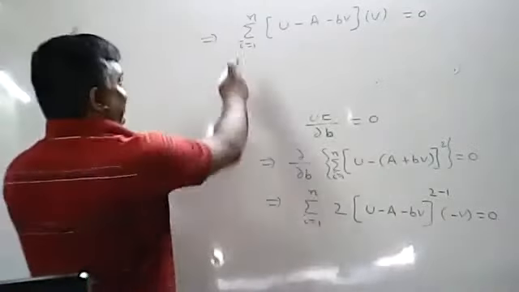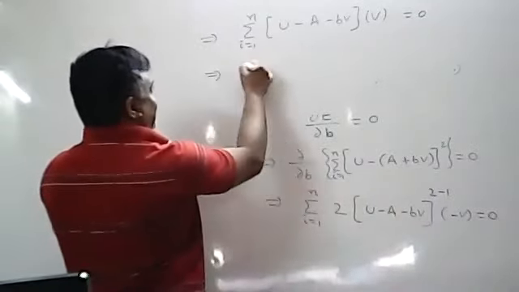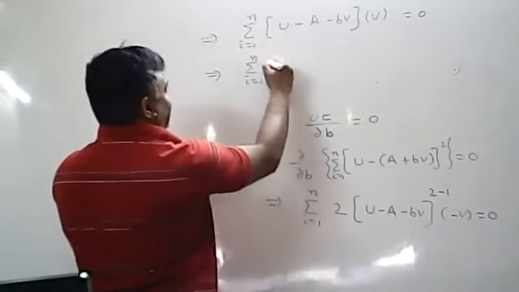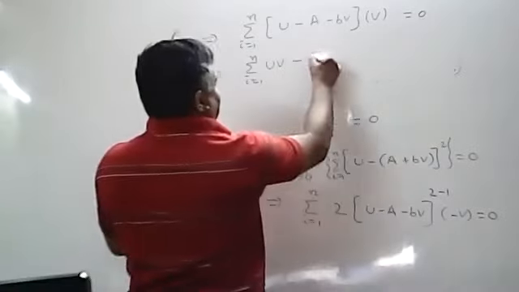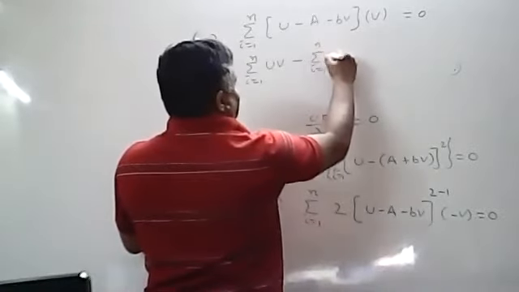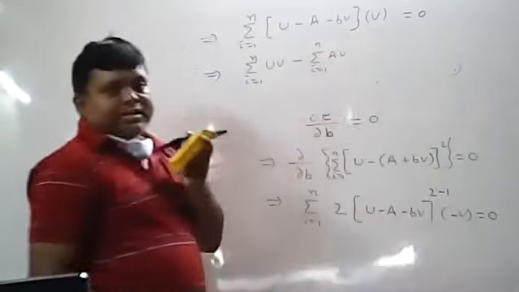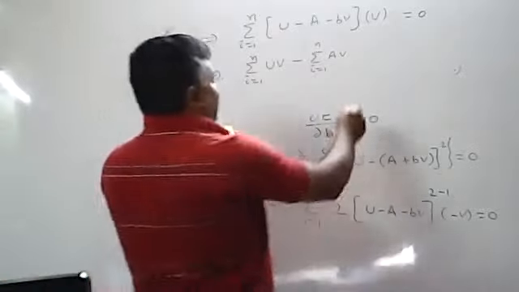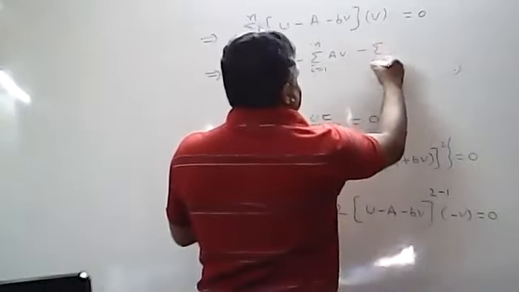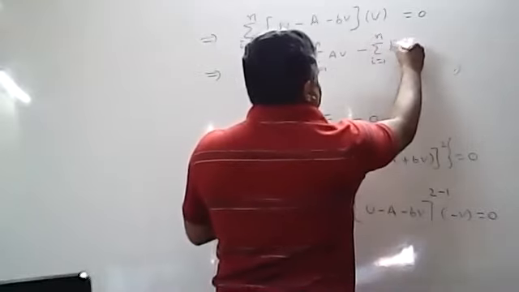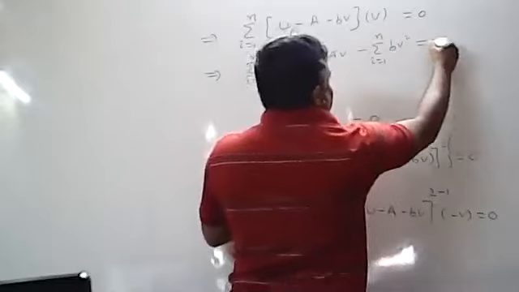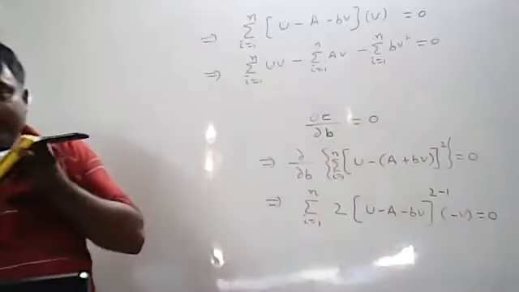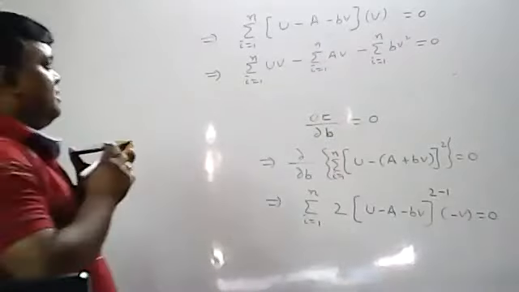Now multiply with v into each and every term. The first value you will get is summation i equal to 1 to n of uv, minus summation i equal to 1 to n of capital A into capital V, and next minus summation i equal to 1 to n of bv square. V into v is v square, so you will get bv square.